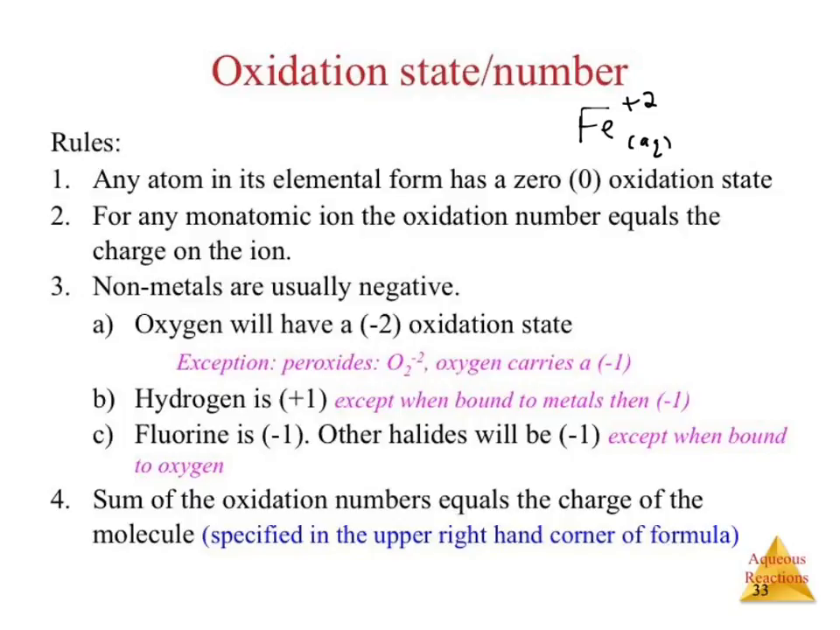Other halides will also be -1, except when bound to oxygen. We don't worry about technically fluoride being bound to oxygen because that doesn't happen very often. Okay? The last one is probably the most important rule, and we'll see it show up in a couple of situations. The sum of the oxidation numbers equals the charge on the molecule. That defines almost everything else. Okay? So let's take a look at some examples.